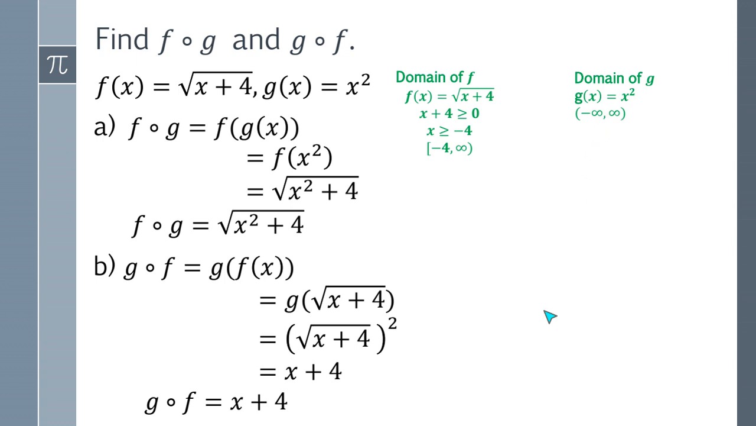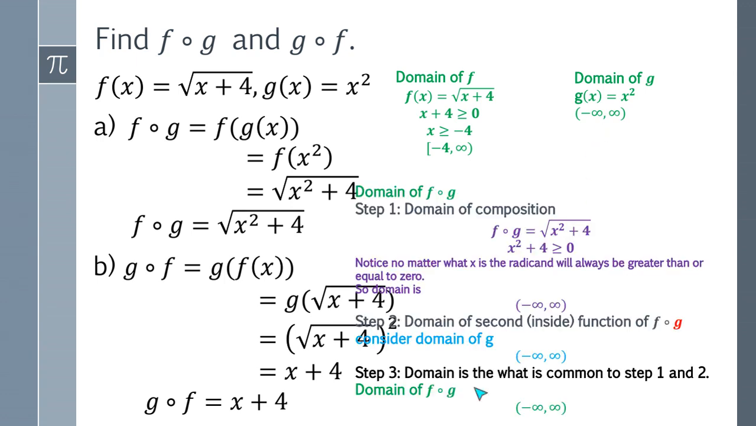And then now we're ready to find the domain of f of g. Well, if you look at f of g, we have square root of x squared plus 4. So what you might be thinking is, well, don't I just find the domain of the square root of x squared plus 4? And the answer is no. For compositions, we have to take another step, okay? So the first step is you can find the domain of your composition, which is the answer.